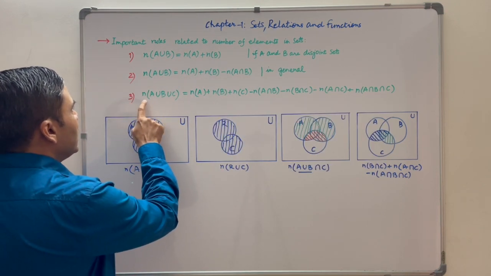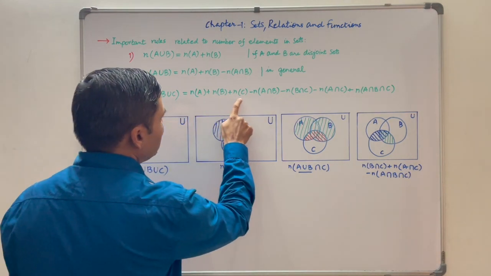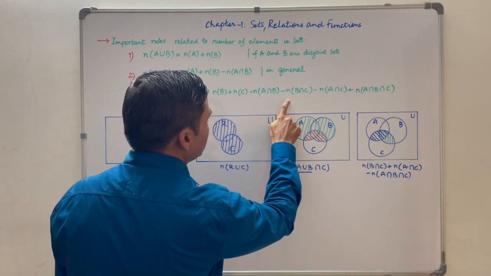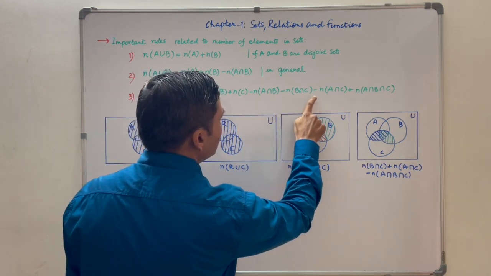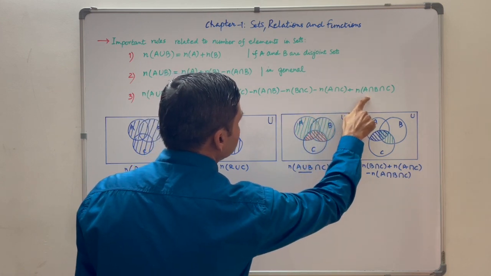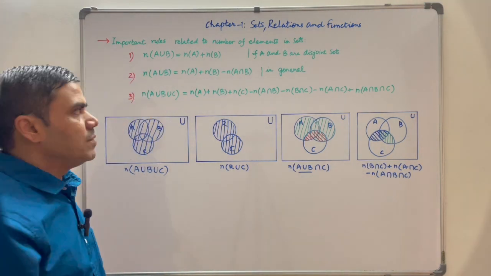So n(A union B union C) is equal to n(A) plus n(B) plus n(C) minus n(A intersection B) minus n(B intersection C) minus n(A intersection C) plus n(A intersection B intersection C). Let us see how it is derived.